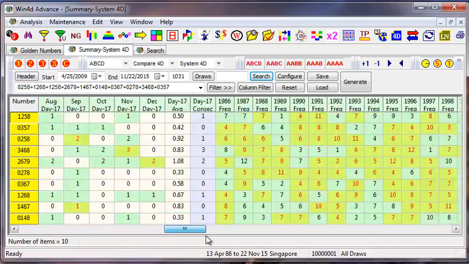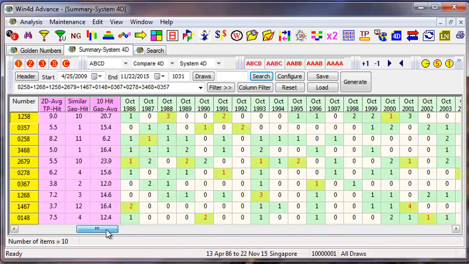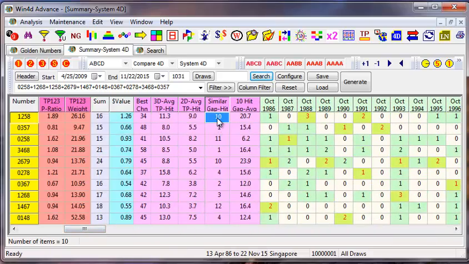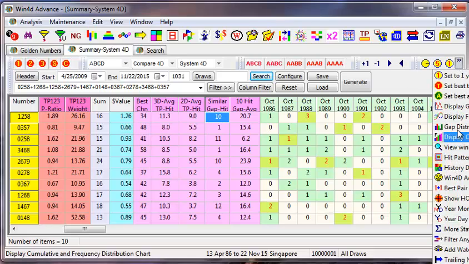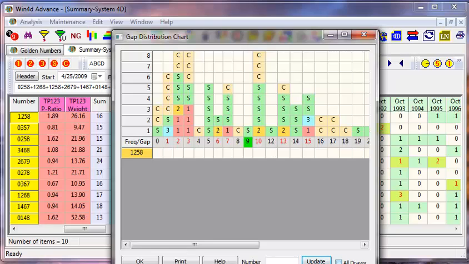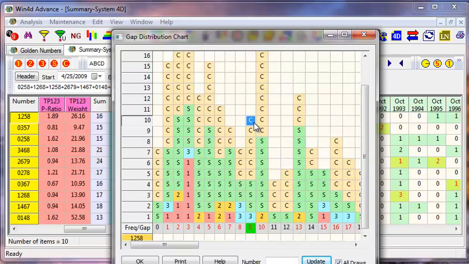1, 2, 3, 4, 5, 6, 7, 8, 9, and 10. This is what I mean. So, in fact, there is one incident whereby it appeared third price before at a gap 9. So this is what I mean by similar gap here. So please take note. Alright, gap 9 currently is a gap 9.